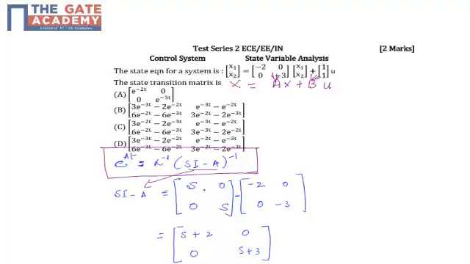So s into I is nothing but the identity matrix multiplied with s. So this is sI minus the A matrix. When you subtract these two matrices, we will obtain this matrix. So we have obtained sI minus A. So next we have to find out the inverse.